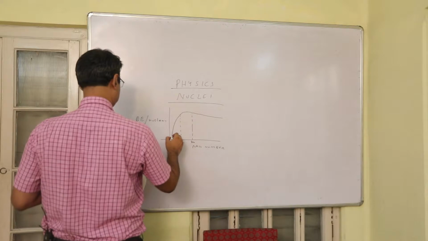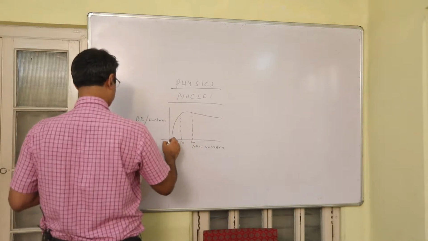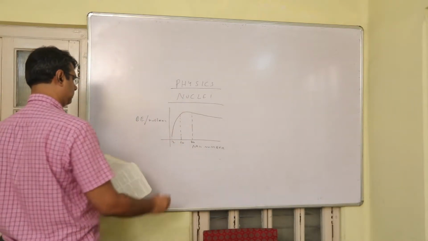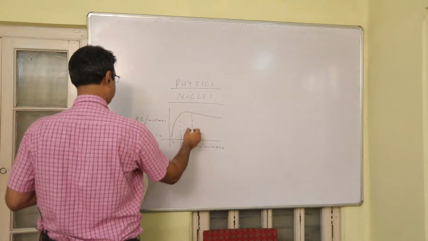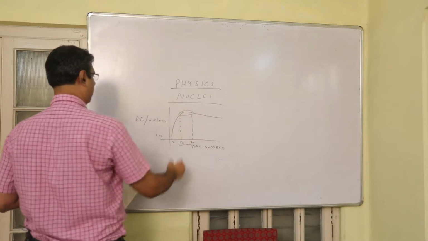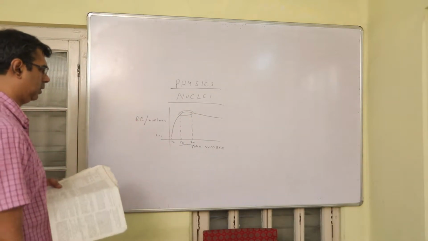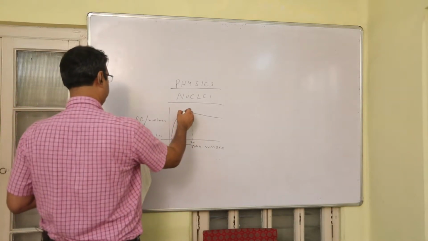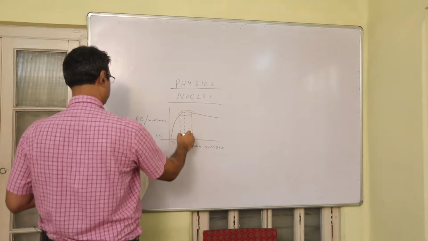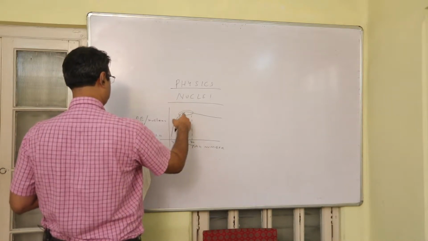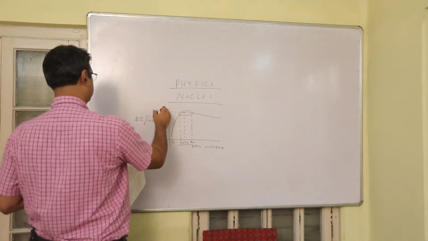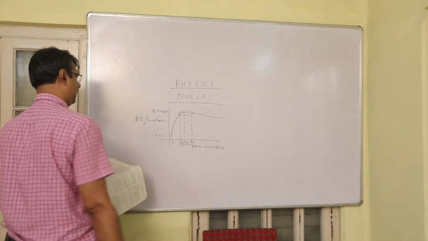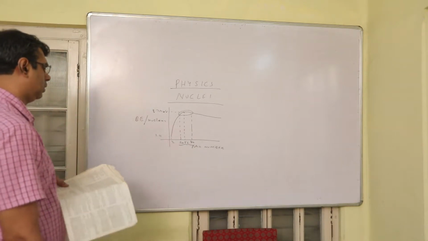the elements whose mass number is between 50 to 80 seem to have the maximum binding energy per nucleon. In fact, the peak of this graph corresponds to iron. This is the peak of the graph. The binding energy per nucleon of iron is 8.7 mega electron volt.